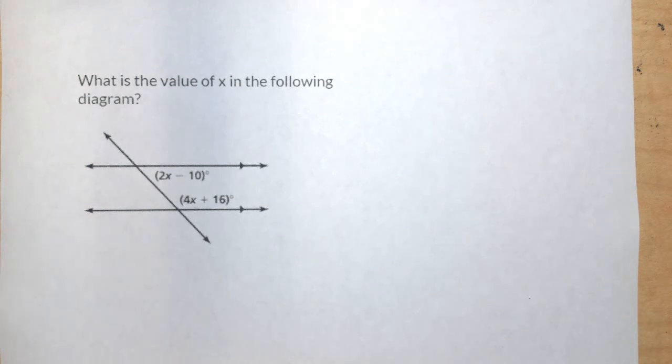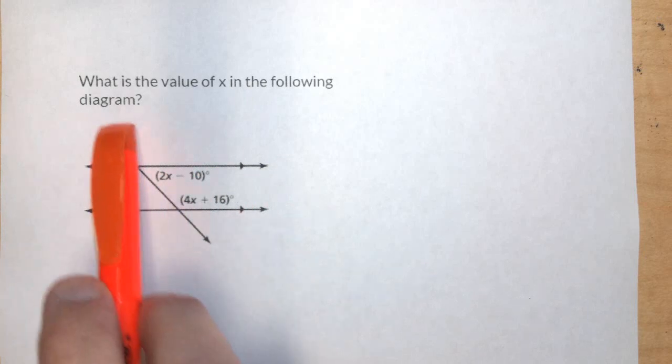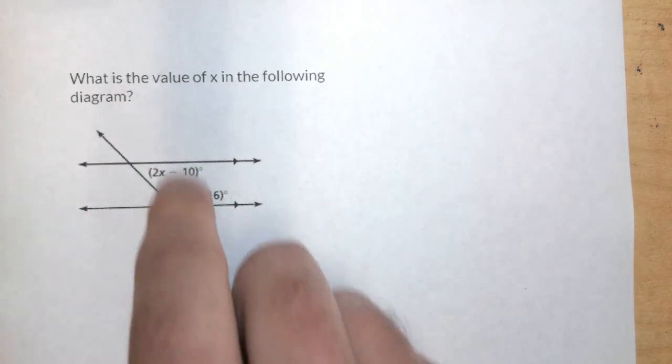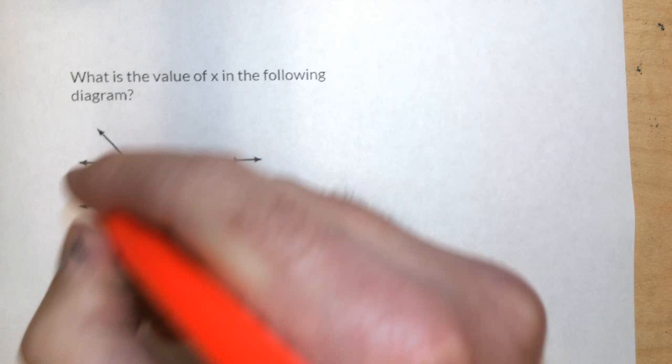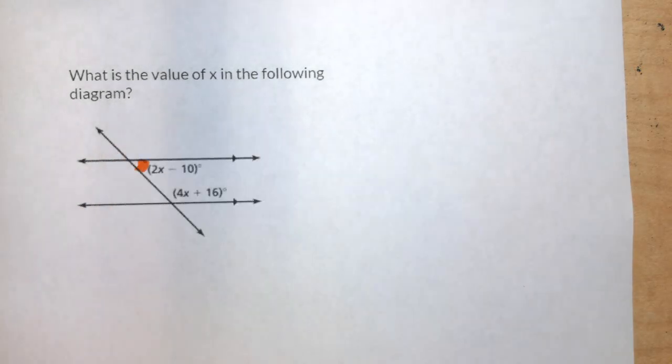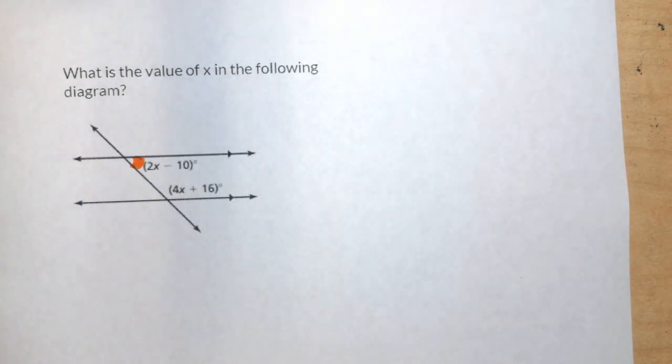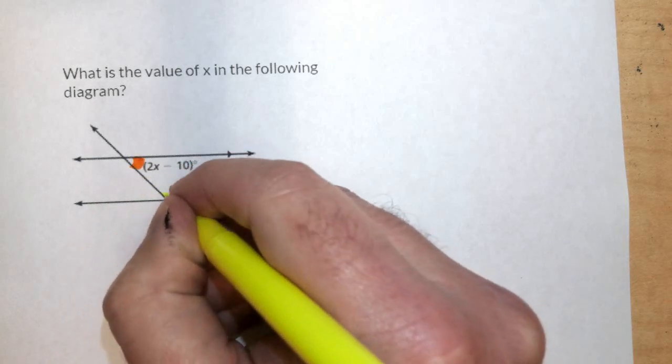All right, so in this one we're going to solve for x in this diagram. Now, what you need to know first of all is the relationship between these two angles. We've got a couple of parallel lines that are being cut by this transversal. In the location where we see these, we've got this angle here, this 2x minus 10, and we've got this other angle, 4x plus 16.